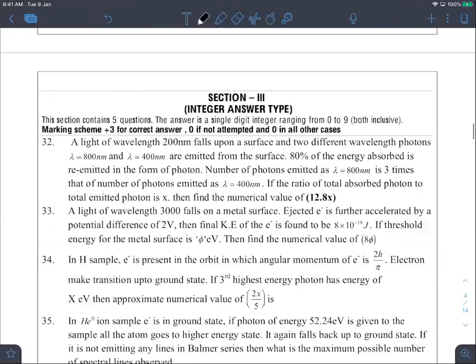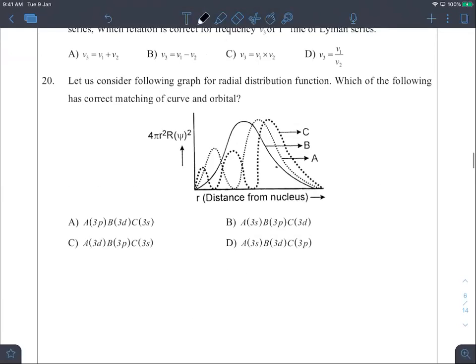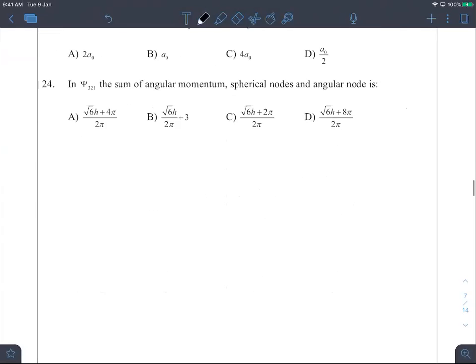24th, in the next sheet, in the same thing, page number 7, Ranveer. Because these are something which we have discussed. 24 is something which is a new question.